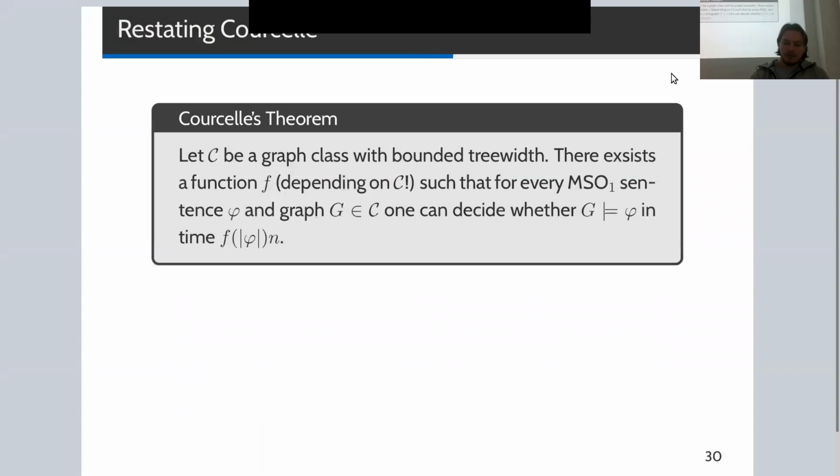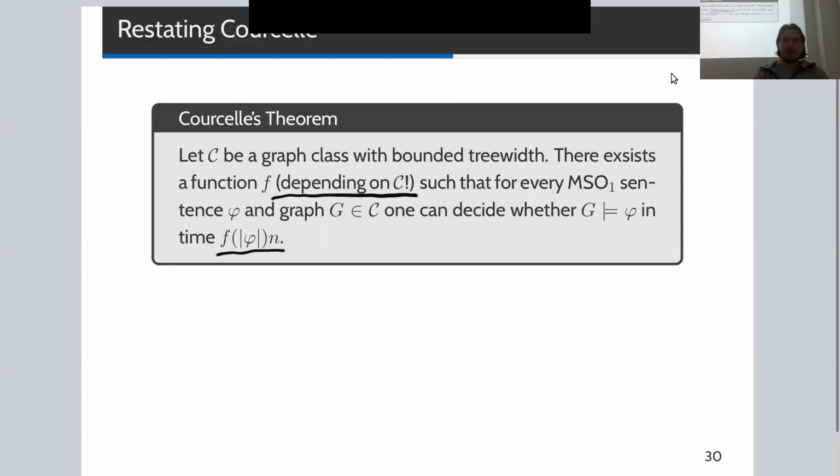So this way, Courcelle's theorem reads as follows. We have a graph class C with bounded tree width, and then there exists a function f. And now the important thing is this f depends on our class. So for every graph class, you would get a different function f, such that we can evaluate MSO sentences on a graph in time f of phi times n, a function that depends only on the length of the formula and no longer on the tree width.